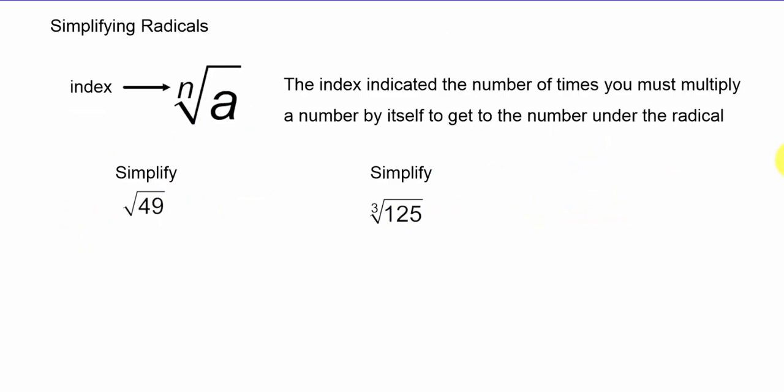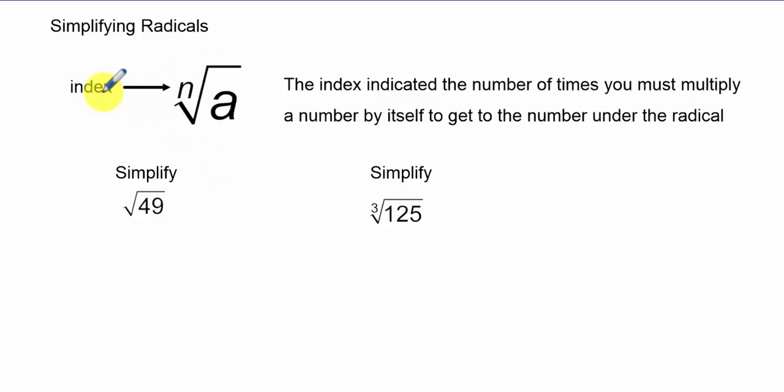Okay, moving on to simplifying radicals. Now, typically, you're used to just working with square roots probably at this point. But what we're going to do is expand that a little bit. So, in general, a radical looks like this, where we have a term inside the radical here, and then a term under the radical here. This term inside the radical is called the index.